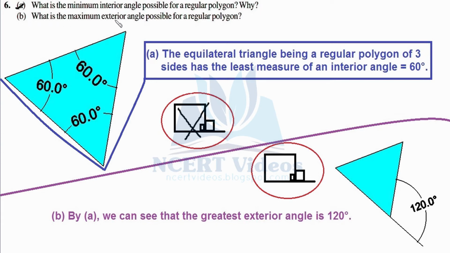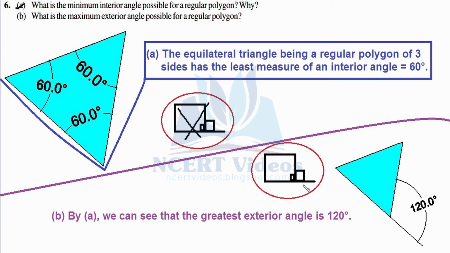What is the maximum exterior angle possible for a regular polygon? Again, we are talking about a regular polygon. Again, we will use a similar approach in order to sort out the required regular polygon. We considered a square and an equilateral triangle. This time we have to focus our attention on the exterior angle. So you know very well, this is the exterior angle in case of a square. This is the exterior angle in case of an equilateral triangle.